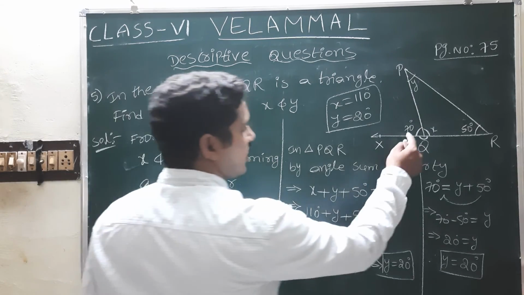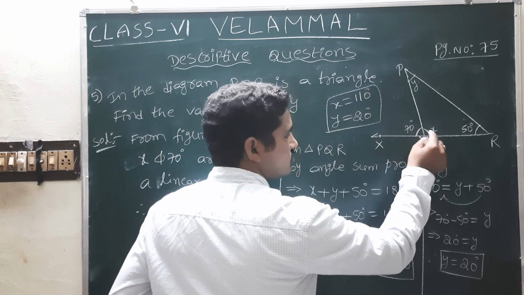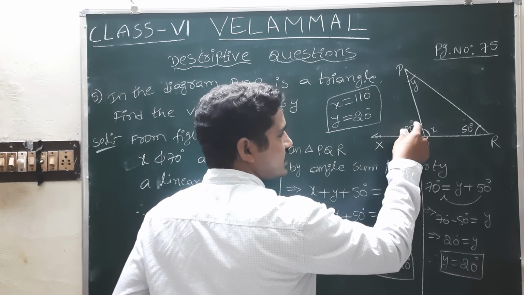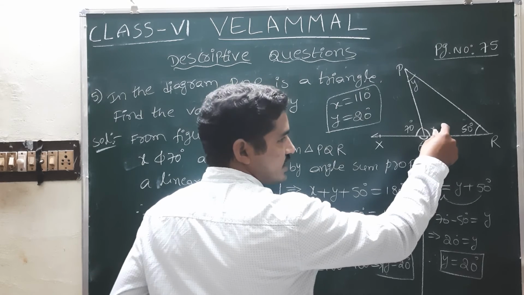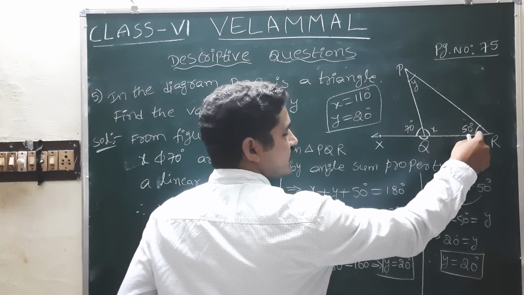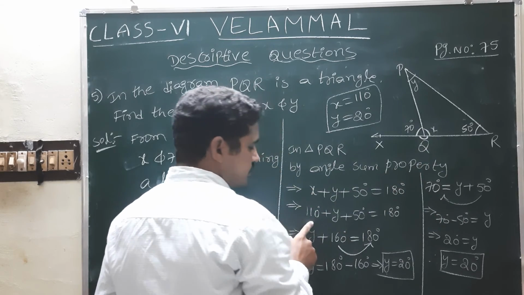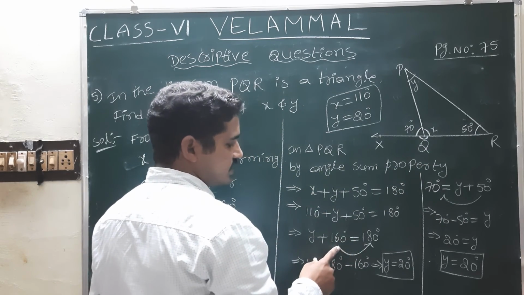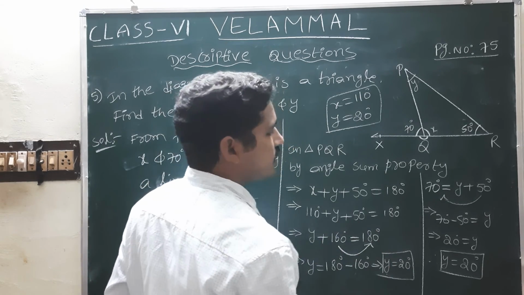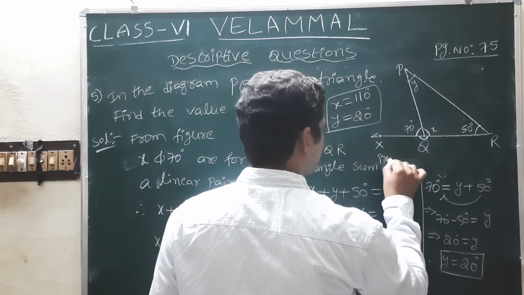So first, if you observe in the diagram I am explaining, 70 and x together form 180 degrees. By adding these two, we must get 180. So 70 is already here, and the remaining x value will be 110. After getting the x value of 110 degrees, by angle sum property, x plus y plus 50 must equal 180. The x value 110 is already there, so we substitute it here. 110 plus 50 is equal to 160. If we subtract that 160 from 180, we get the y value as 20. Okay, both ways you can find it.